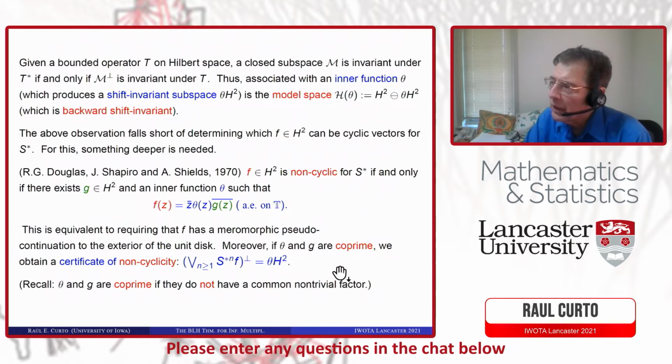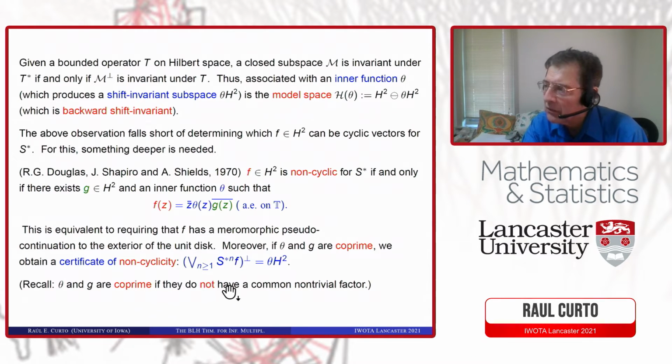Moreover, if we assume that theta and G are coprime, we obtain a certificate of non-cyclicity. Namely, I can check whether something is non-cyclic by looking at the orthogonal complement of all the translations by the backward shift and check that that's equal to theta H2. Now, coprime means that theta and G do not have any common non-trivial factors.